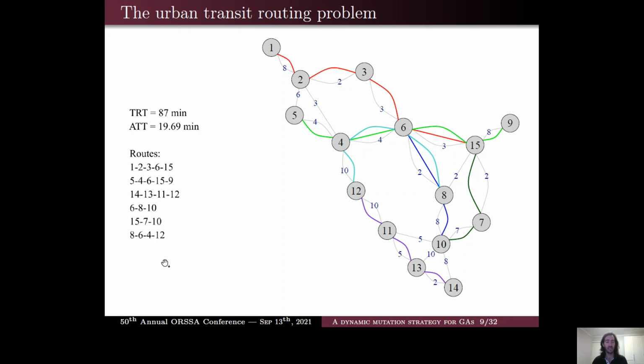Below here, we have the decision variables. It is a list of lists, with each list containing the sequence of the bus stops in the order that they should be visited by the buses. It is represented here visually with different colored lines.